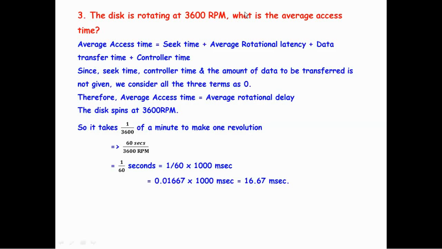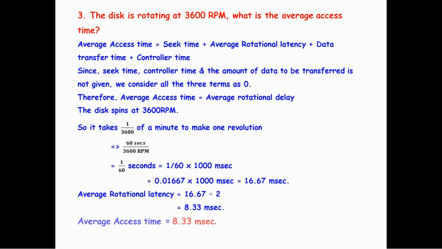The value for rotational latency is found as 16.67. We need to find the average rotational latency. For computing average rotational latency, just divide the value by 2. So 16.67 divided by 2 will be 8.33 milliseconds. Therefore, average access time is equal to 8.33 milliseconds.